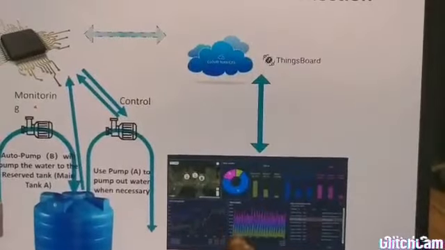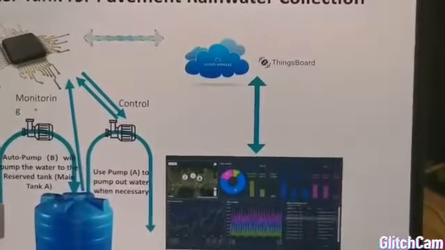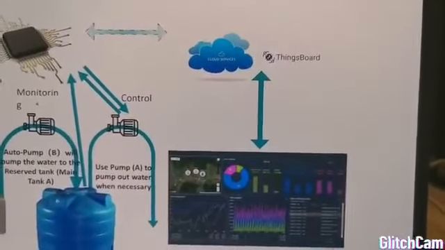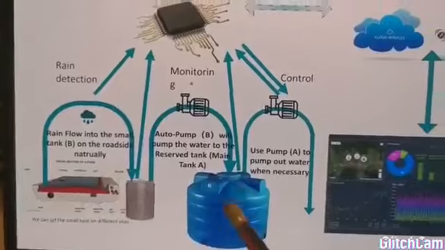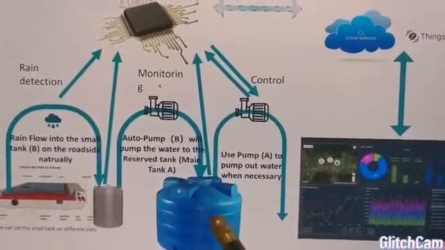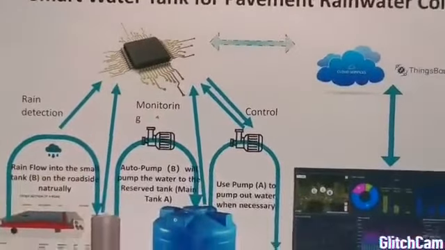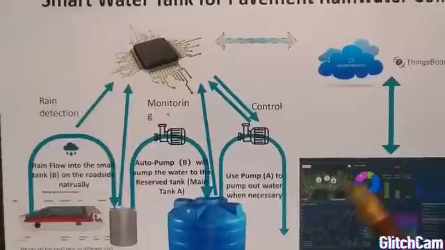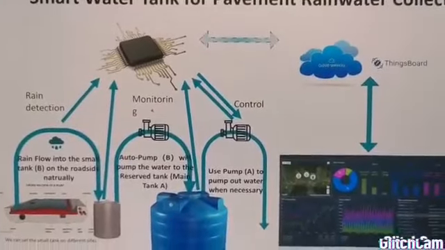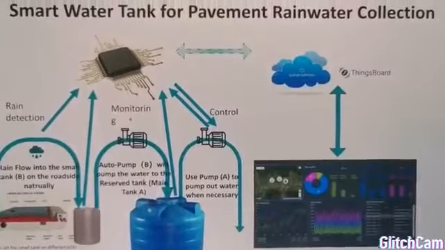The last part is the cloud service part. We employ ThingsBoard. We can use this to monitor the two pumps' status and the water level, and we can also detect whether it rains. So we can have a good understanding of the total architecture here.